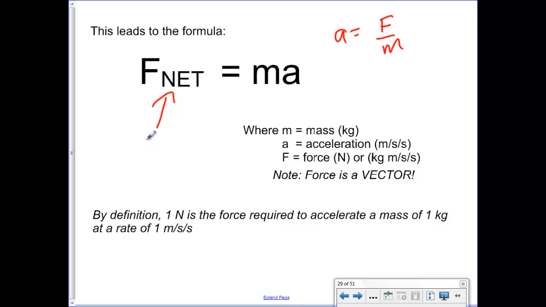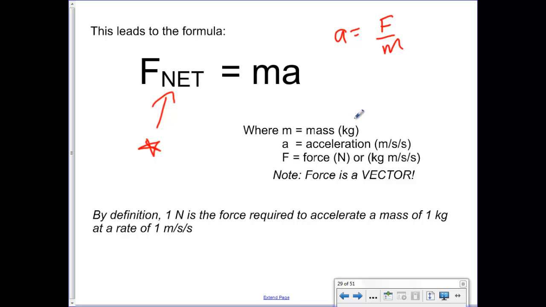This guy right here is the most important one though. It has to be the net force. So you can't just use this for any one random force like force of gravity or normal force or friction force. It has to be the net of all forces is equal to the mass of the system times the acceleration.